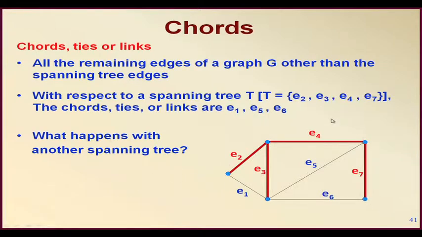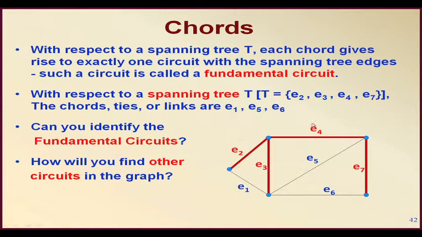And what happens to another spanning tree? If we have another spanning tree, then we have a different set of circuits, and all these circuits are called the fundamental circuits. So E1 if you take with E2, E3, it gives one circuit, that is called fundamental circuit 1. With E5 it gives another fundamental circuit, with E6 it gives a third circuit which is also called a fundamental circuit.